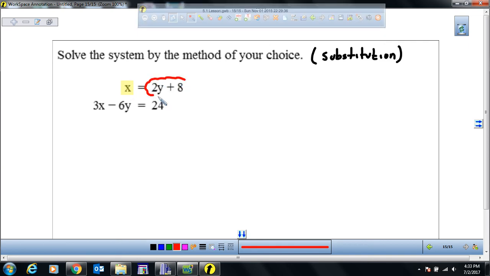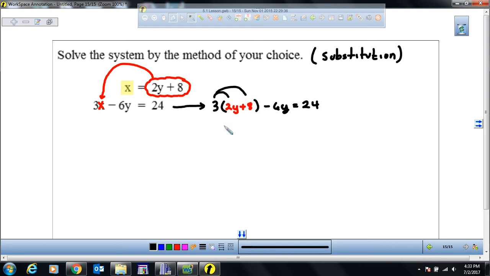So since it is already solved for x, all I have to do, this is x is equal to 2y plus 8, so I'm going to replace that value into the x of the bottom equation. So that's going to give me 3 times x minus 6y equals 24, but the x is going to be replaced with 2y plus 8. And then we're going to solve this equation for y. So we're going to distribute. So that gives me 6y plus 24 minus 6y equals 24.